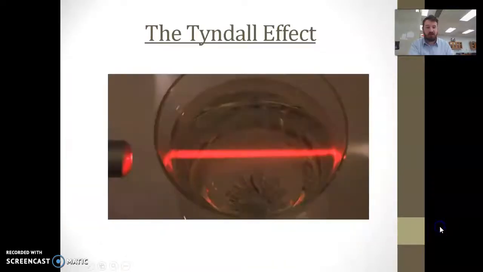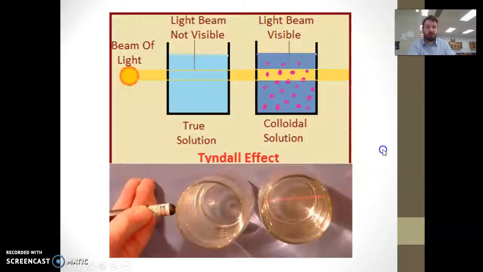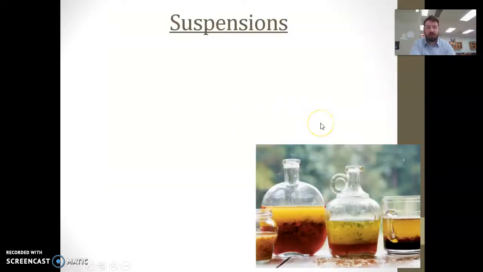And we have some other ones. Right? So here's what it might look like as we shine a laser pointer right through a colloid. Right? We can see the path of the laser. Our air mixture is not a colloid, so we cannot see the laser pointer, but when we get to the liquid, we can. Right? So here's an example of somebody shining a laser pointer through a solution and then through a colloid. Right? We cannot see the laser path through the solution, but we can through the colloid. Right? And that's because the clumps are significantly larger and they will disperse that light. Alrighty.